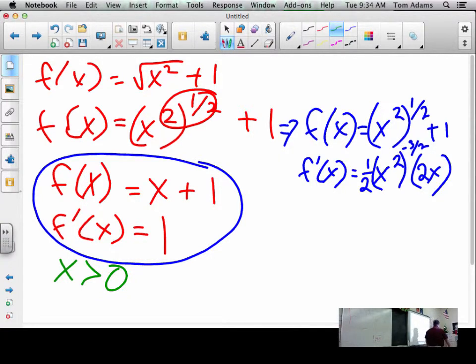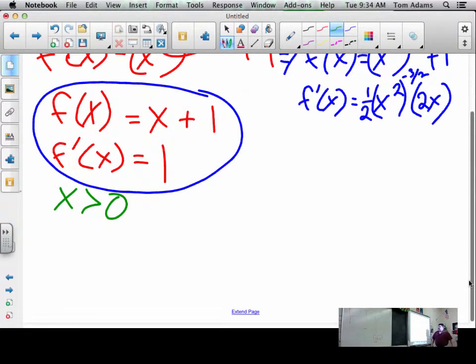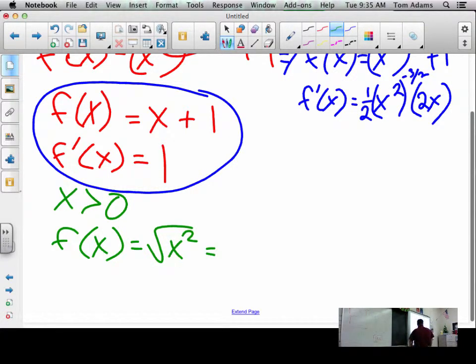I'd have to double check my math, but I think this would be true for all values of x. But really, a simpler way to do it would be to think of it like this. If I say f of x is equal to the square root of x squared plus 1, we could think that that is the same as the absolute value of x plus 1.